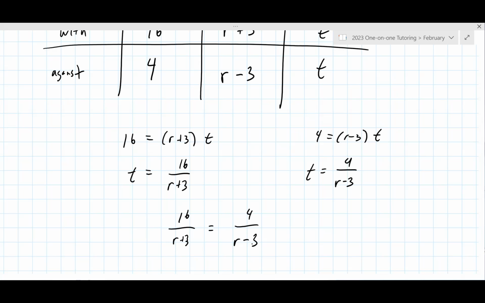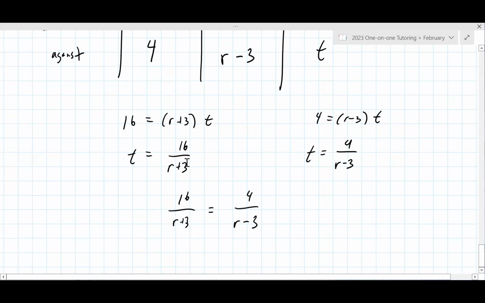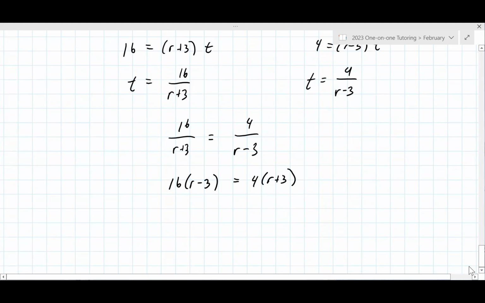Wait, hold on. I got stuck on a step. Okay. How are you doing up to where I'm at? I got stuck after the t equals 16, we set it up like the cross, I don't know how to put it. Cross multiply. So you get 16 times R minus 3 equals 4 times R plus 3. Is that okay? Yeah, so 16R minus 48 equals 4R plus 12.